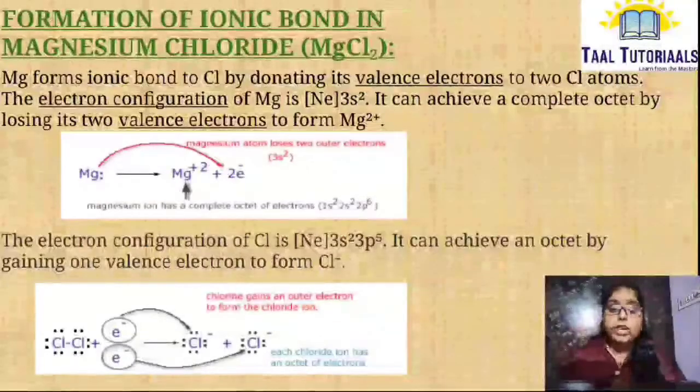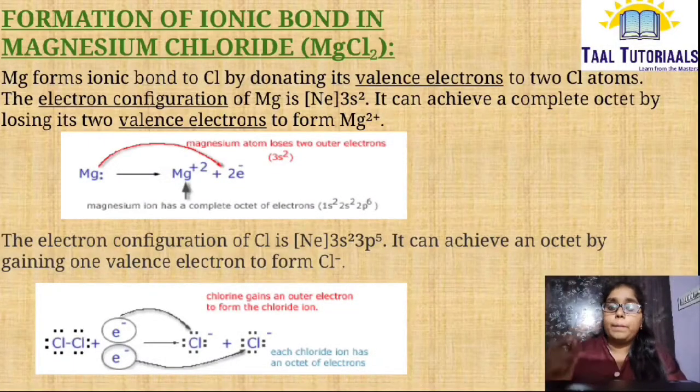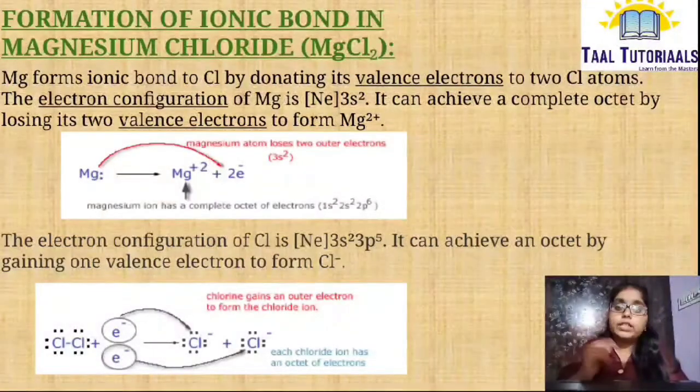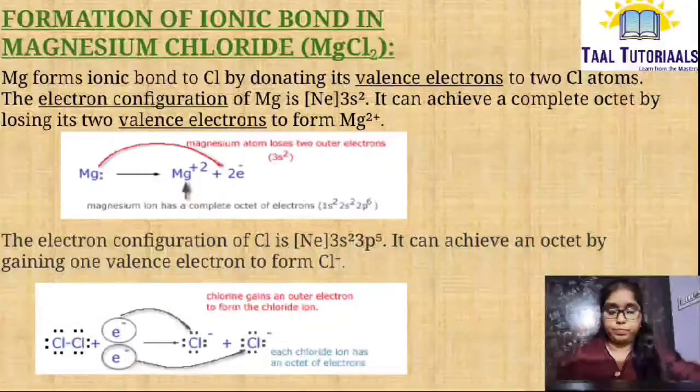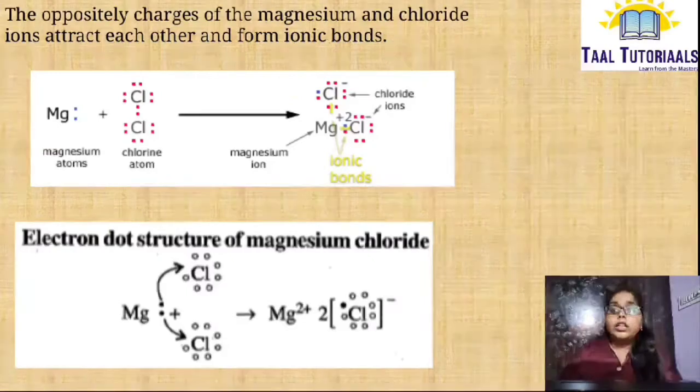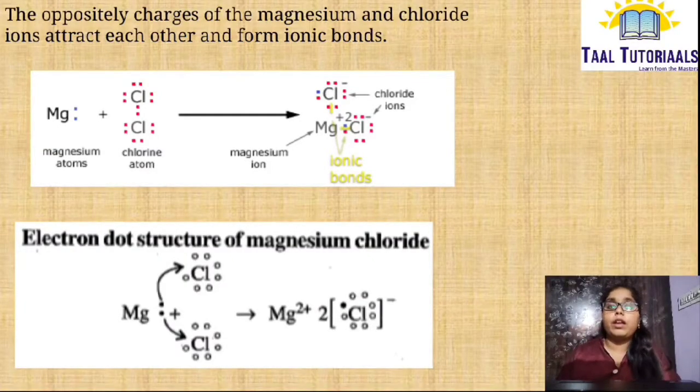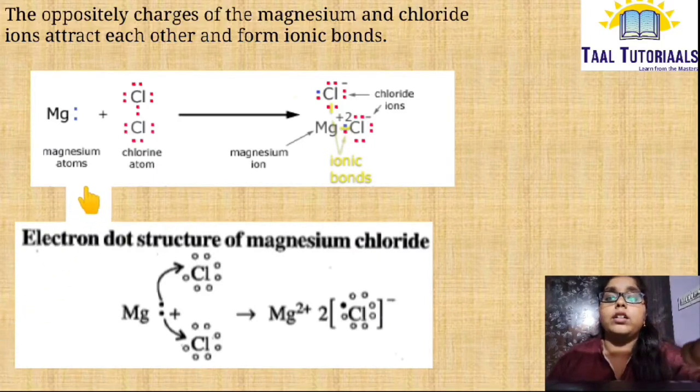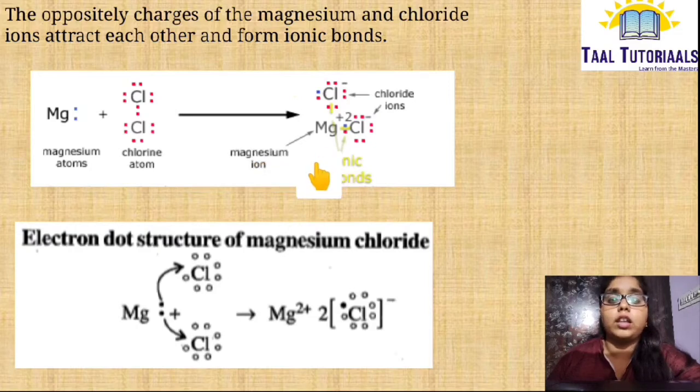Here, chlorine gains an outermost electron from magnesium. Both the chlorine atoms gain 1 electron from the magnesium. See, the oppositely charged magnesium and chloride ions attract each other and form the ionic bonds. Here is a clear picture of how it is happening. See, magnesium has 2 valence electrons here and this chlorine atom has 7 and that one also has 7. See here, those 2 valence electrons are transferred to both the chlorine atoms and thus magnesium chloride is formed, and this is an ionic bond.